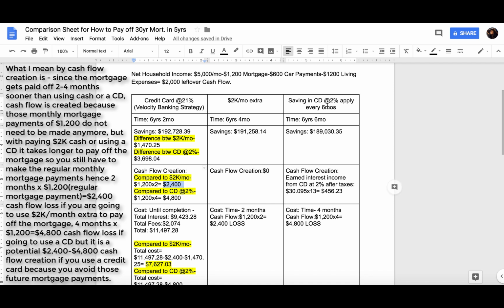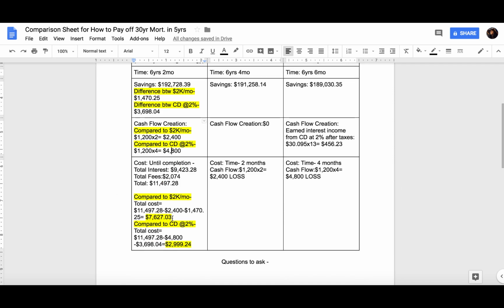And here, this is a difference of 4 months. So we're creating nearly almost $5,000 in cash flow. So that benefit we're hitting. So this is the total cost, $11,000, almost $500. So that is why we lose out on the savings portion over here.